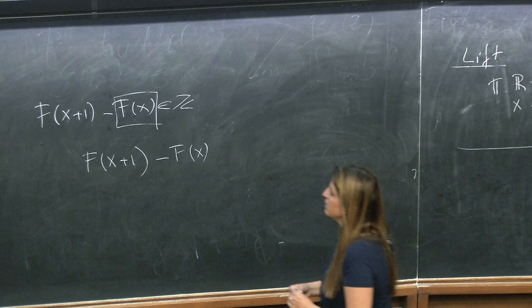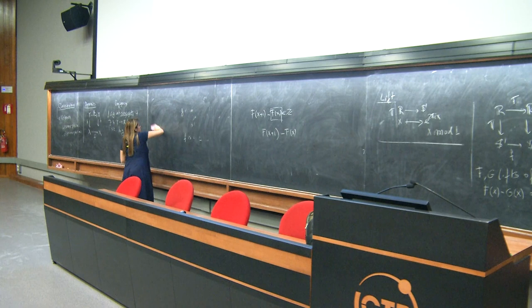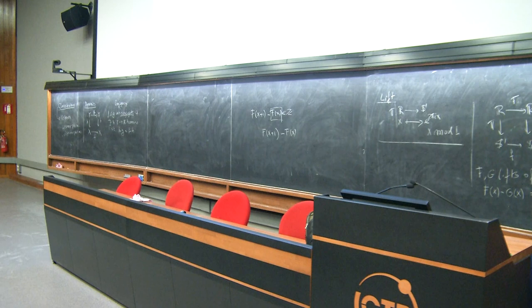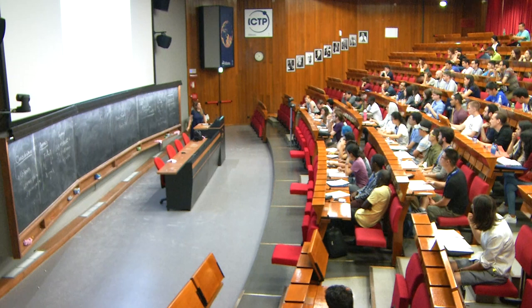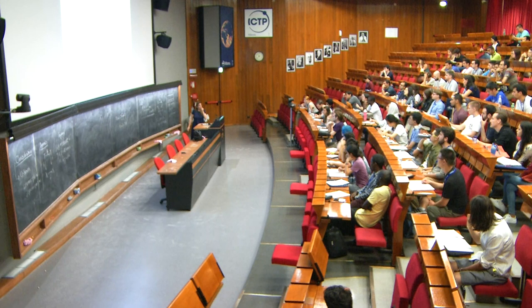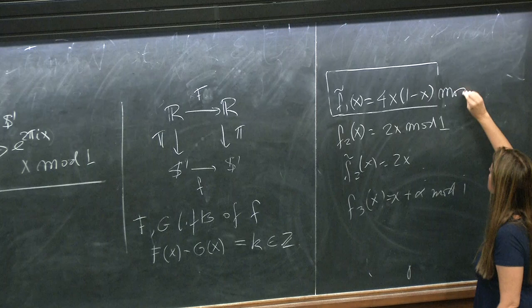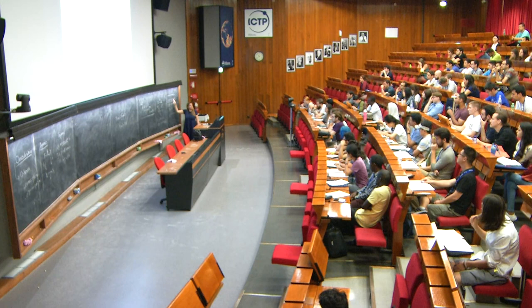And roughly speaking, it is the number of branches that small f has when you draw it in the interval. And this is independent of the lift. If you take another lift, it will have the same number. And if f is a homeomorphism, then the degree will be 1 in modulus. So what is the degree of this map? You can see it as a map of S1. It's 0, isn't it? Because it's 0 at 0 and 0 at 1. So the degree of this is 0.